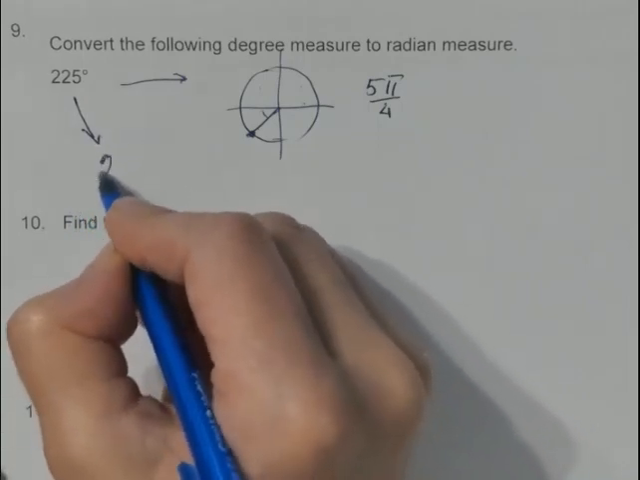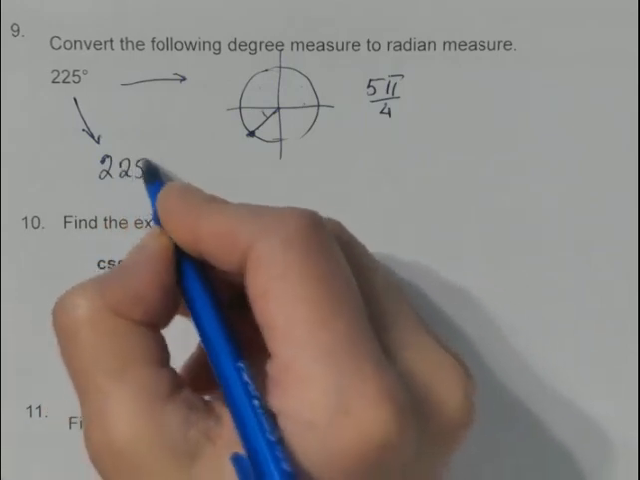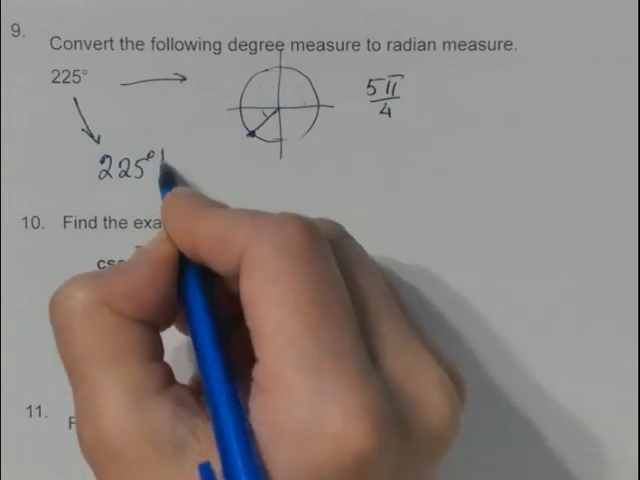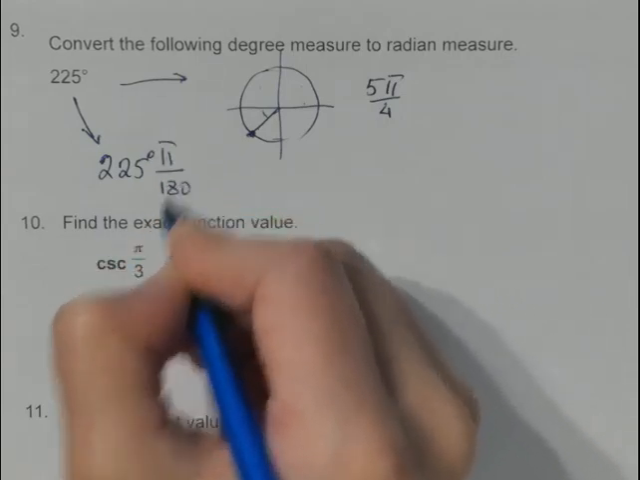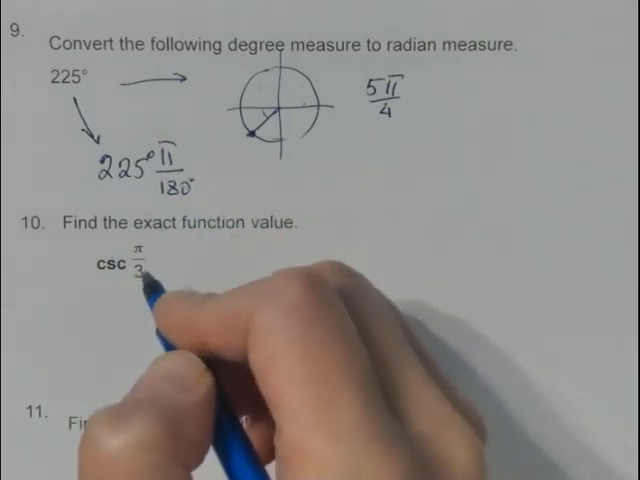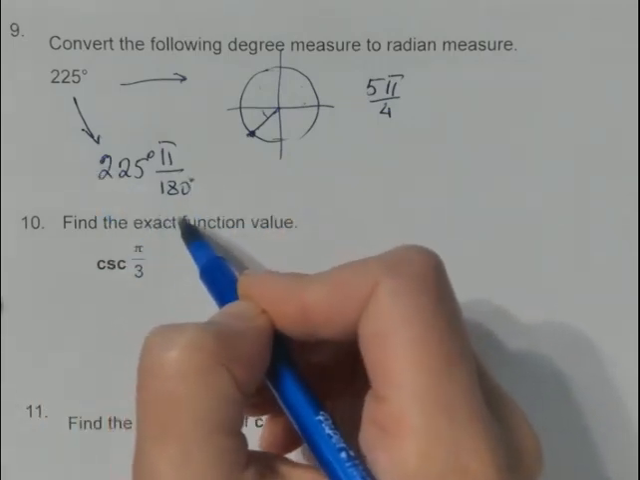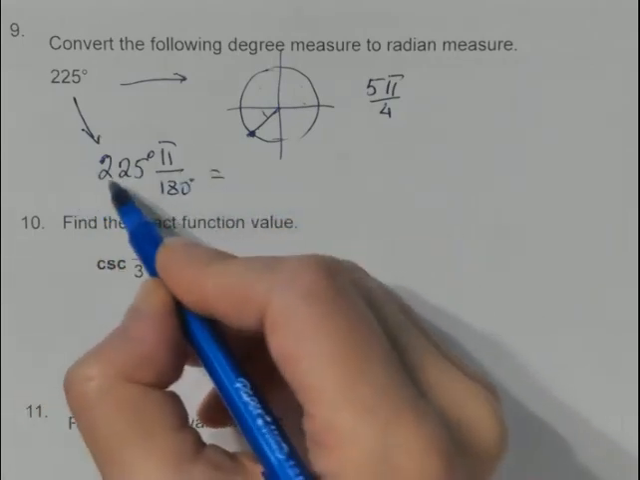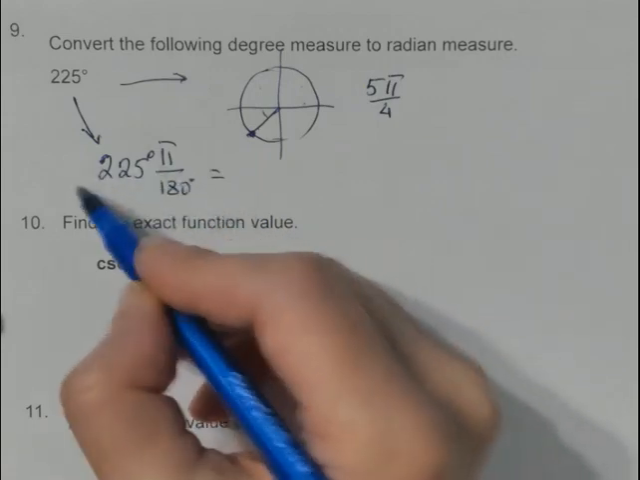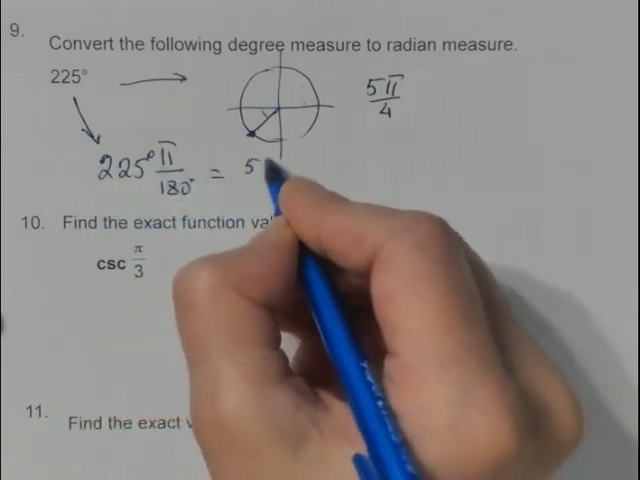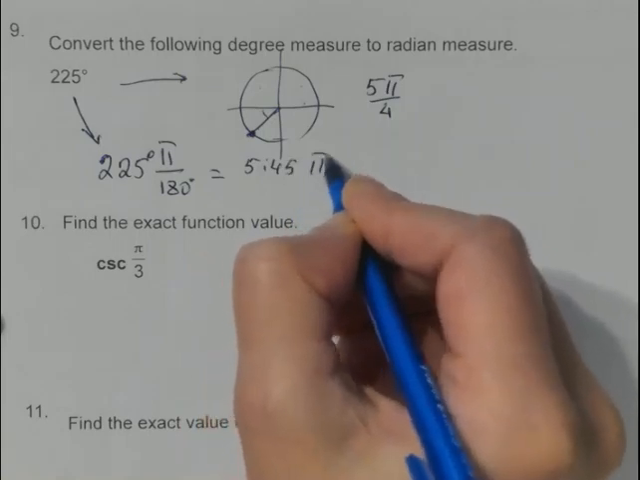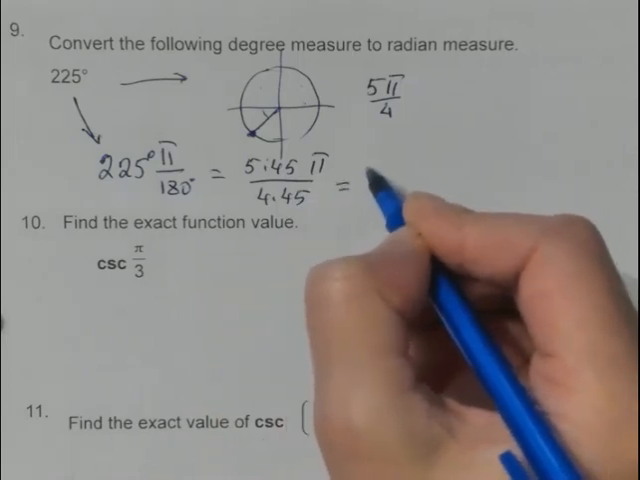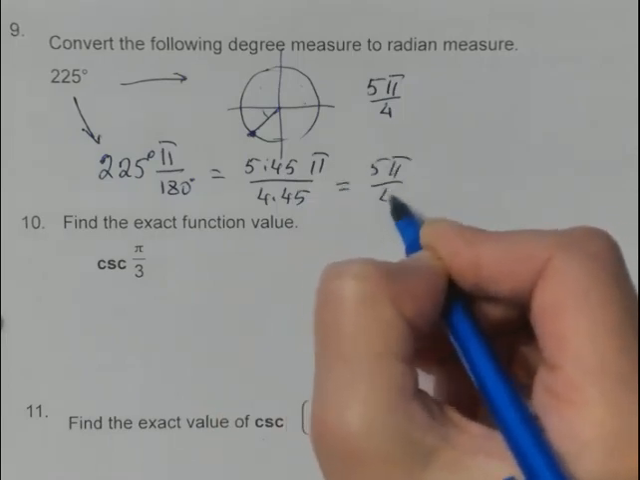Or the second method, you multiply by the factor. So 225, you want to convert to radians, so the answer must be with pi, so you multiply by pi and divide by 180. Maybe not so easy, but if you find the common factor, 225 is 5 times 45 times pi, and 180 is 4 times 45, then it will be the same, 5 pi over 4.